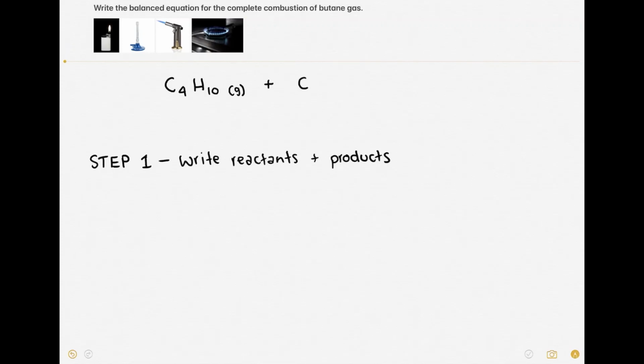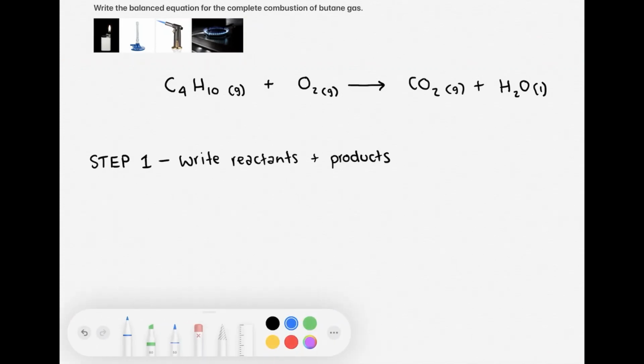Now, any combustion reaction is a reaction with oxygen to form carbon dioxide and water. Now, because it is a complete combustion, that means we have excess oxygen, so the only two products should be carbon dioxide and water. So that is step one complete, writing the reactants and the products. Now we need to keep moving through in order to balance this equation.